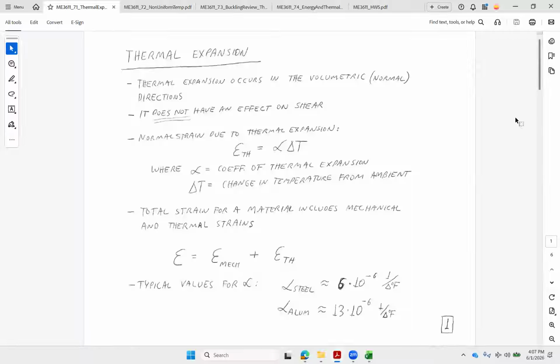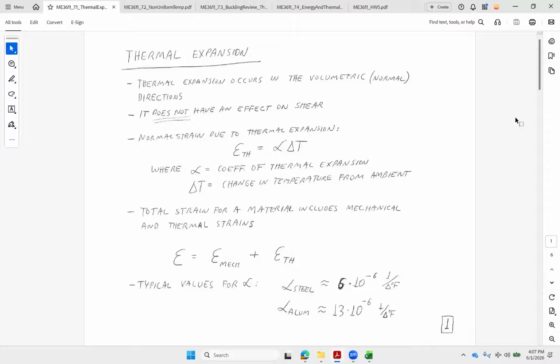So total strain for our material then is going to be a combination of the mechanical strain. So for example, in our 1D, that was sigma over E, right? Or whatever Hooke's law gives us, if we have multi-axial stresses, that's our epsilon mechanical, right? As a function of stress and Young's modulus and Poisson ratio. And then we also are adding to that our thermal strain.